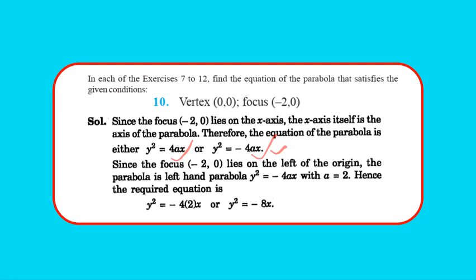Now since the focus is (minus 2, 0), we have the value of a. Putting the value of a in y square equals to minus 4ax, we get y square equals to minus 4 into 2x, that is y square equals to minus 8x, which is the required equation of the parabola. Clear? So pause and note down the solution.